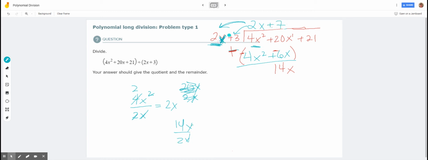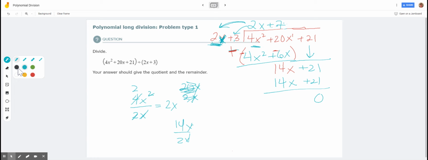Then you're going to distribute this. 7 times 2x, 14x. Oh, yes. Bring down the 21. Same thing. Okay. Plus 21. And look, there's 0 remainder. So the answer is 2x plus 7.